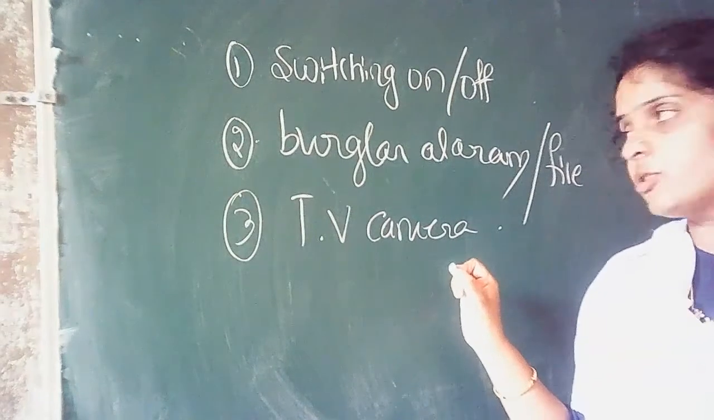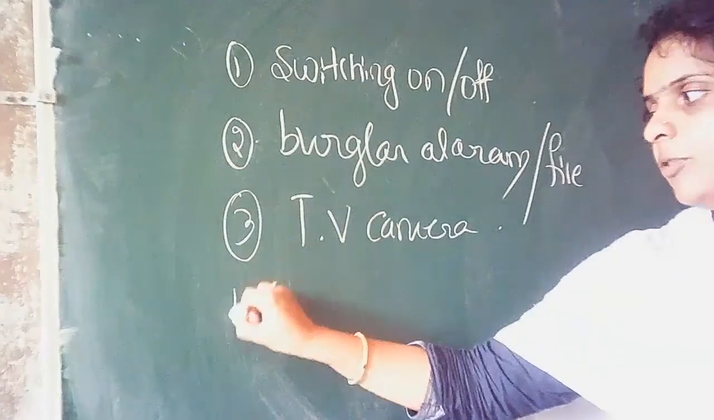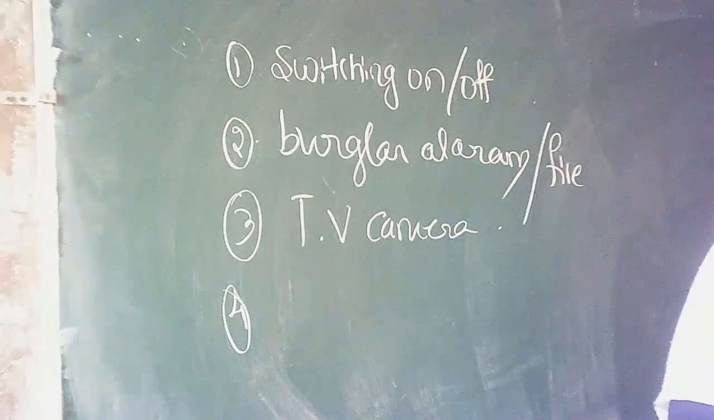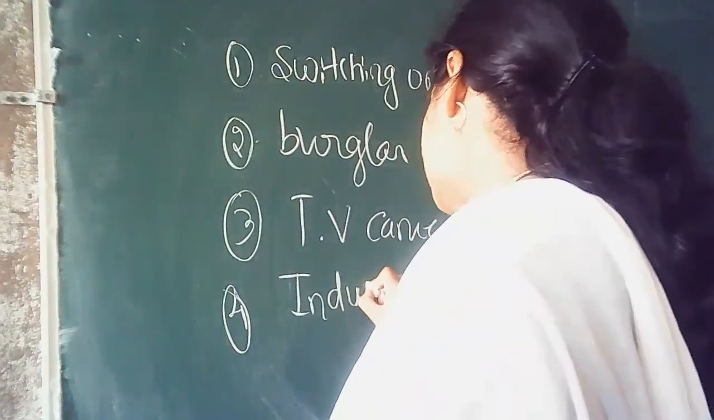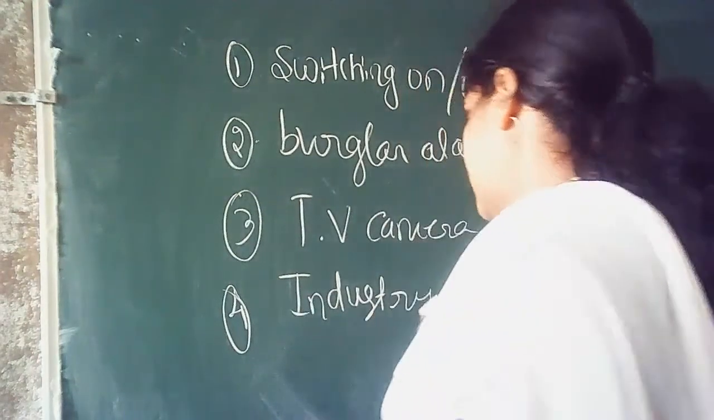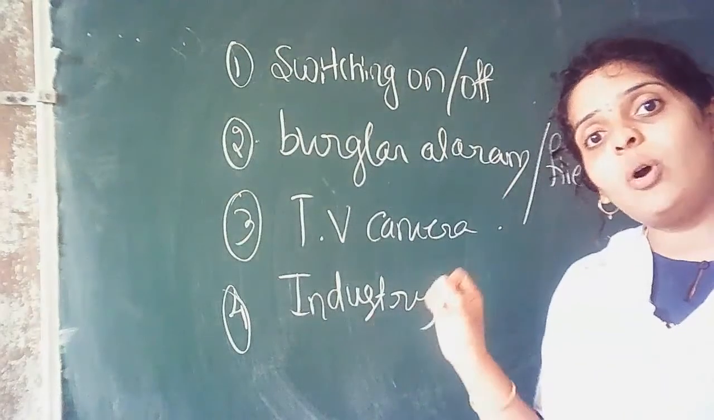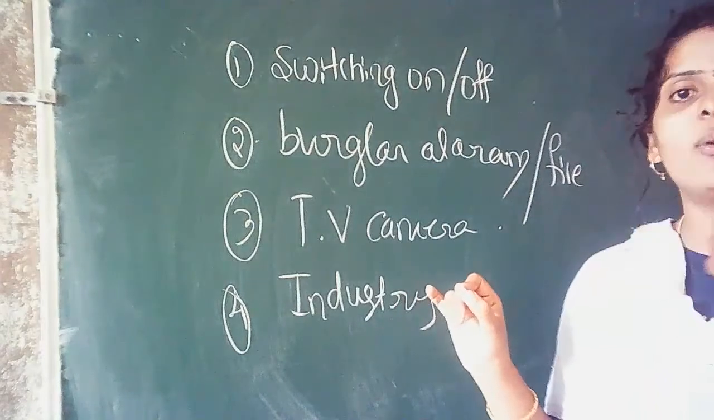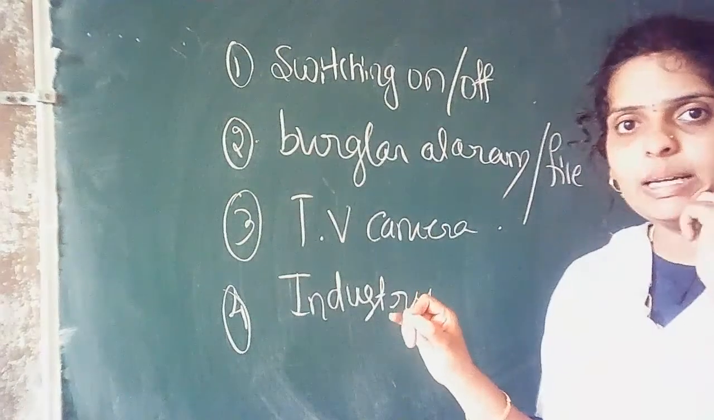This is a 2 marks question. It is used in the burglar alarm. It is used in the TV camera. Then the fourth application is, it is also used in the industry to locate the flaws in the metals. It is used in the industry to locate the flaws in the metallic sheets or metallic bodies you have.